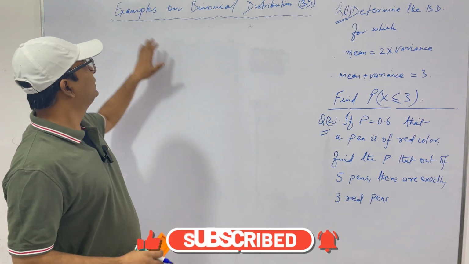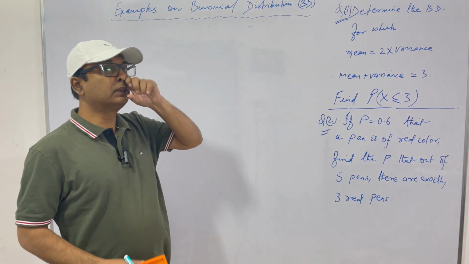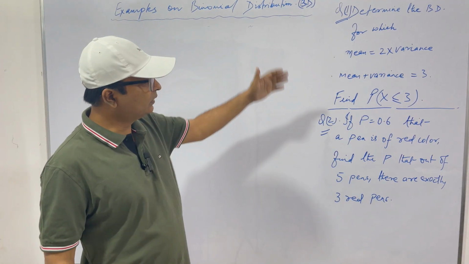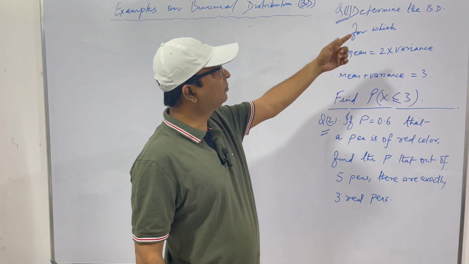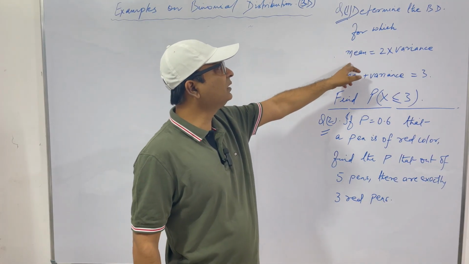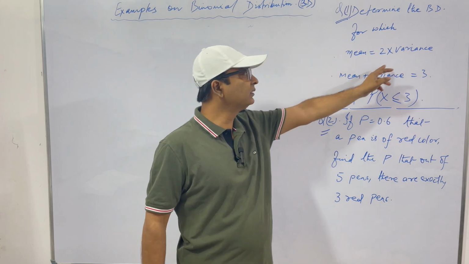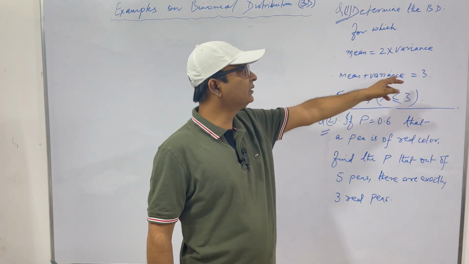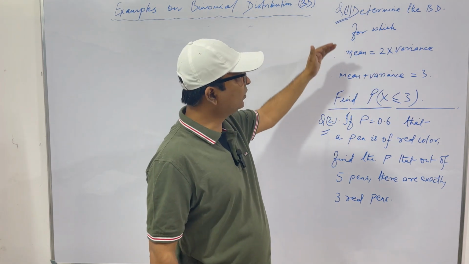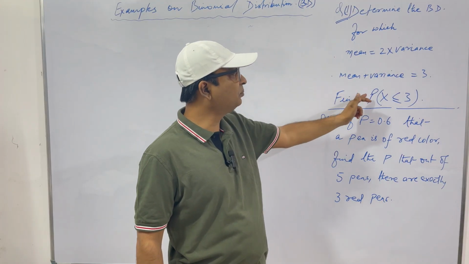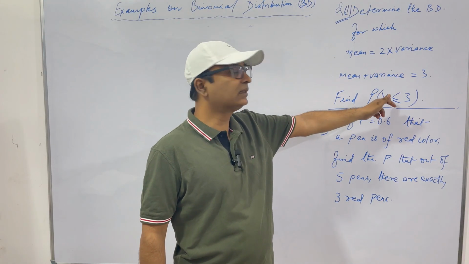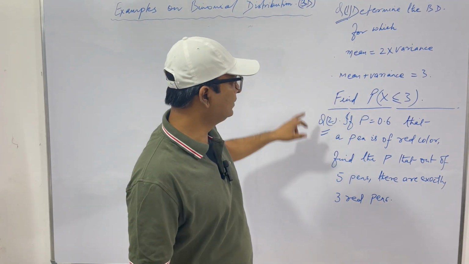So we will see some examples on binomial distribution. I have written two questions here. First is, determine the binomial distribution for which mean is equal to twice variance and mean plus variance is equal to 3. First of all, we will have to find the binomial distribution, and then the second part is to find P for x less than or equal to 3. This is the first question.